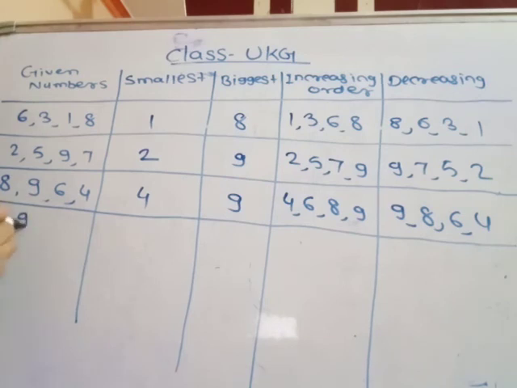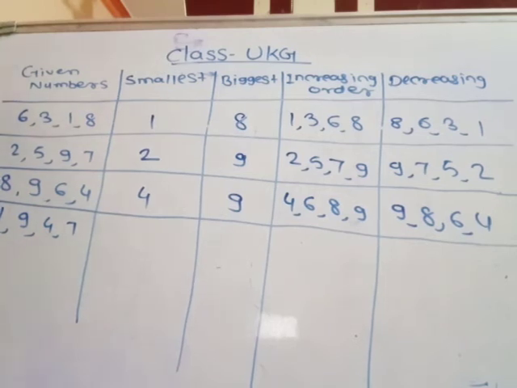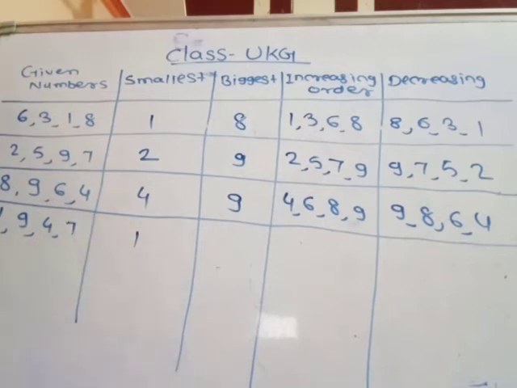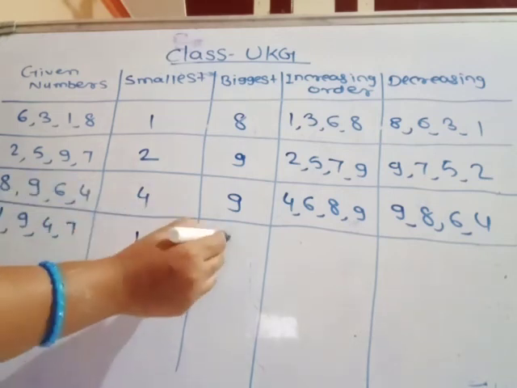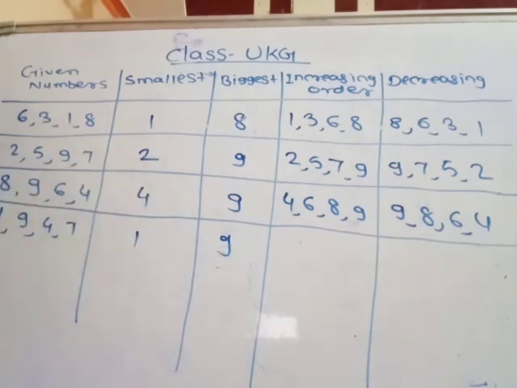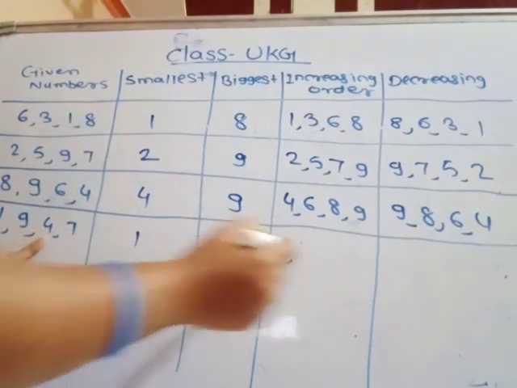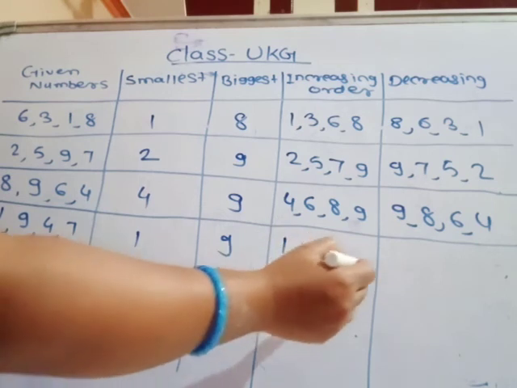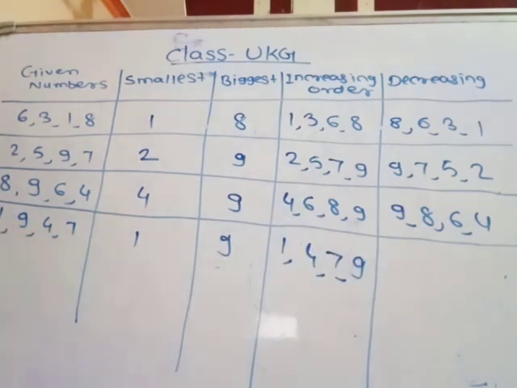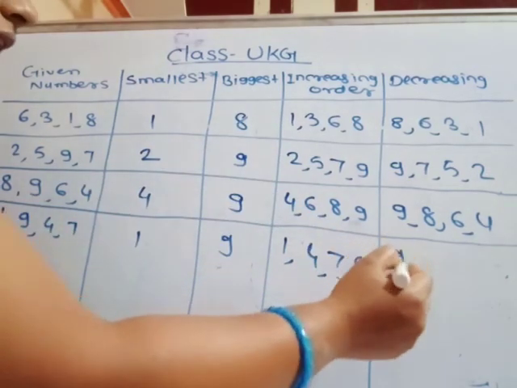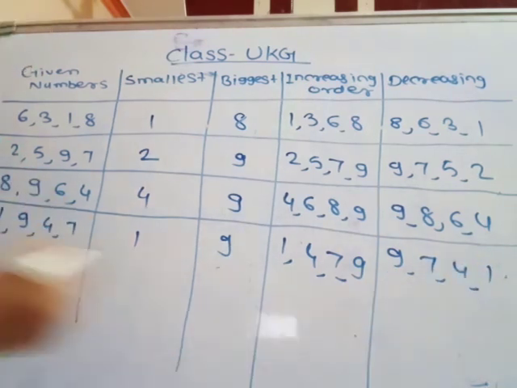Next, 1, 9, 4, 7. In these numbers, which is the smallest number? 1 is the smallest. Then biggest number 9. Then ascending order, smallest number to biggest one: firstly 1, afterwards 4, 7, and last this biggest number 9. Then in decreasing order, biggest number to smallest, this 9, 7, 4, 1.